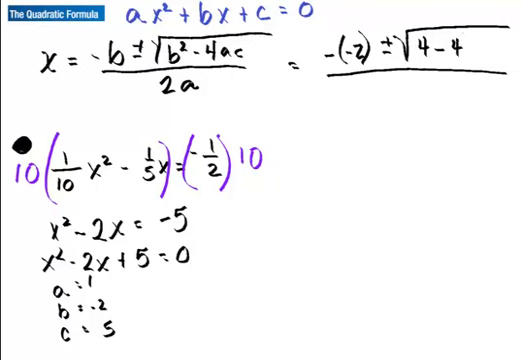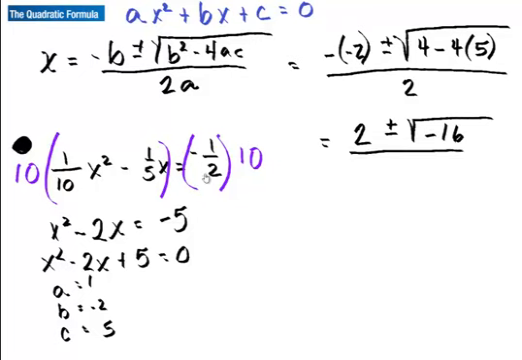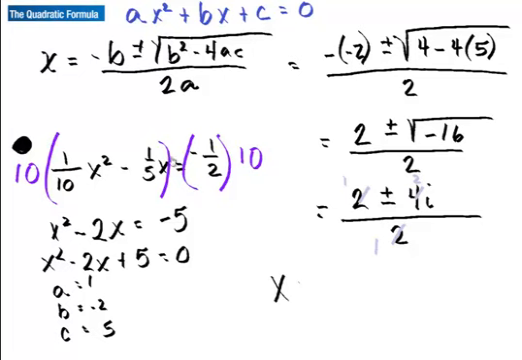Minus 4 times A, which is 1, and then times C, which is 5, all over 2 times 1. Well, that's just a 2. So I've got 2 plus or minus the square root of, that's 4 minus 20, and 4 minus 20 is a negative 16, all over 2. All right, so we've got some imaginary numbers going on here, plus or minus 4i all over 2. A little reducing can happen because everybody contains a 2. And then my answer would be x equals 1 plus or minus 2i.